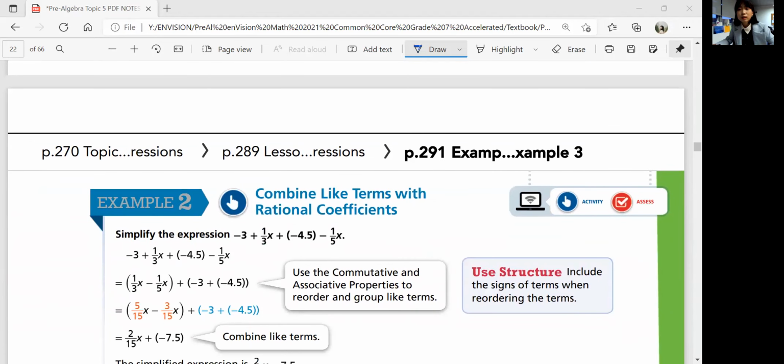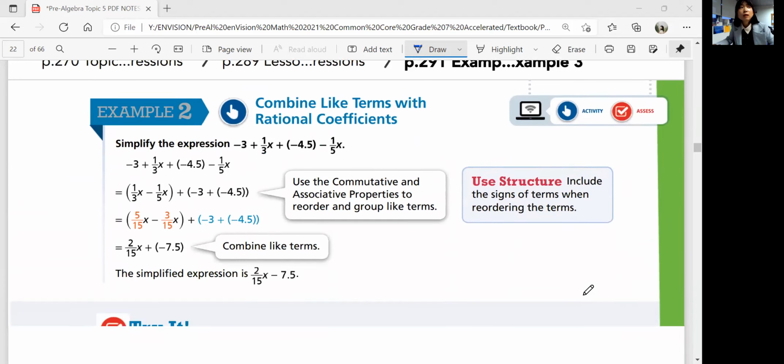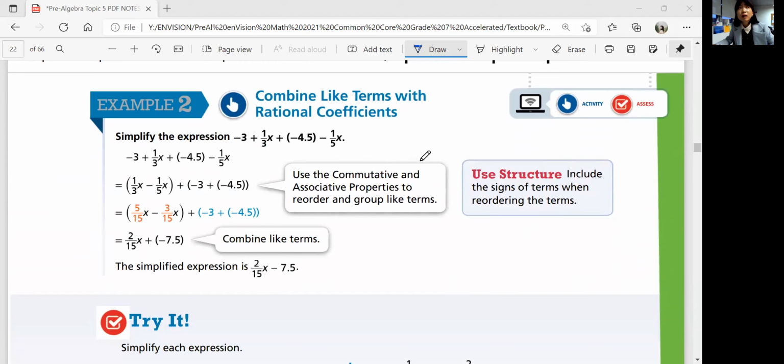Okay, example 2. Combine like terms with rational coefficients. So simplify this expression. When you have a rational coefficient, what's a rational number? They're fractions. They're numbers that can be written as fractions. Remember that? So what if you don't have whole numbers and it's not easy? That's okay. You still use the same rule. You just have to do operations in fractions. So if you have different denominators, how do you add them?